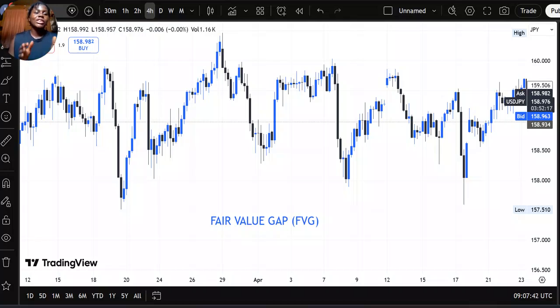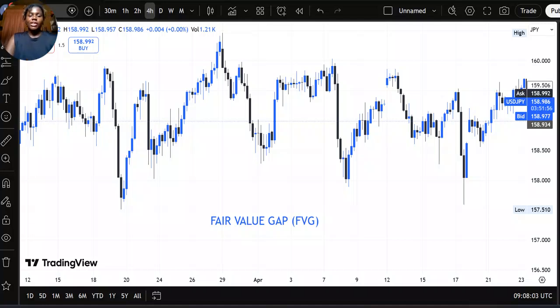Fair value gaps are just spaces in the market where price moves very quickly past and didn't do so much there, which literally means that at that point there's an imbalance. So I'll just show you today how to spot your fair value gap on your chart.